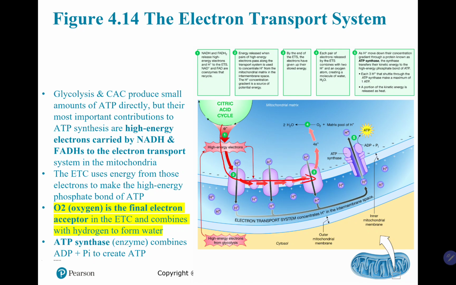We're going to carry these electrons to the electron transport chain, right? And when we drop these electrons off, these electrons will go through these different proteins, right? Ultimately, it's oxygen. Oxygen is going to be the final electron acceptor, okay? And it's going to be able to combine with hydrogen to form water ultimately.